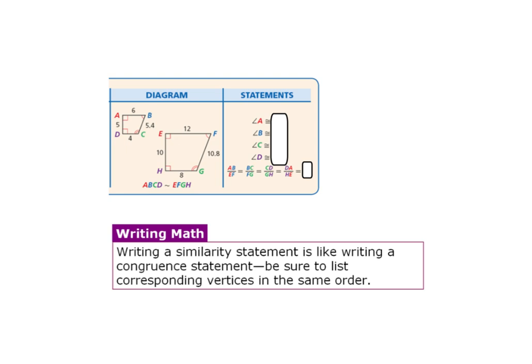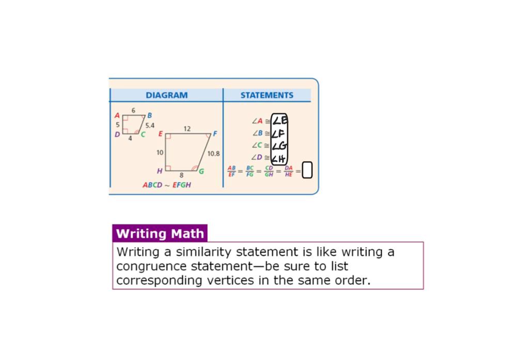So I'm going to fill this in. Angle A is congruent to angle E. Angle B is congruent to angle F. Angle C is congruent to angle G. And angle D is congruent to angle H.